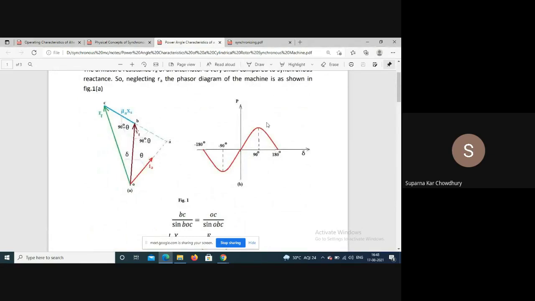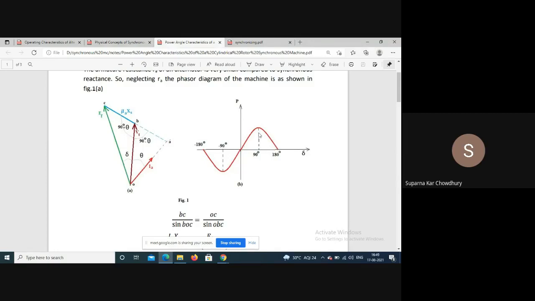If this is the generator, this portion is the motor. So it is a basic sinusoid. Now from here you can see that from 0 to 90 degrees of delta, with increasing delta, power output is increasing, and from 90 to 180 degrees, with increasing delta, power output is decreasing.